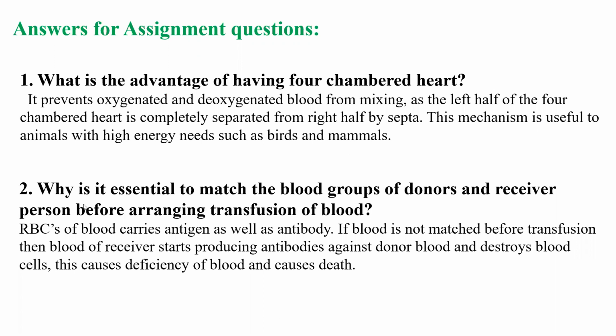Second question, why is it essential to match the blood groups of donor and receiver before arranging transfusion of blood? RBCs of blood carry antigens as well as antibodies. If blood is not matched before transfusion, then the blood of the receiver starts producing antibodies against the donor blood and destroys blood cells. This causes deficiency of blood and causes death.